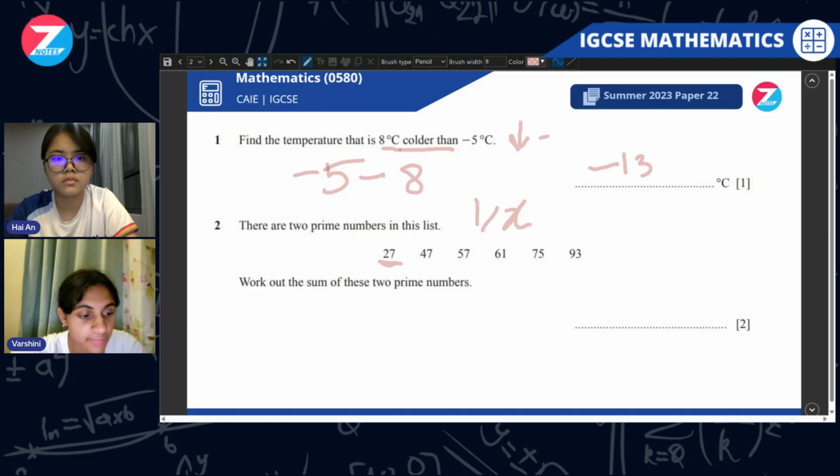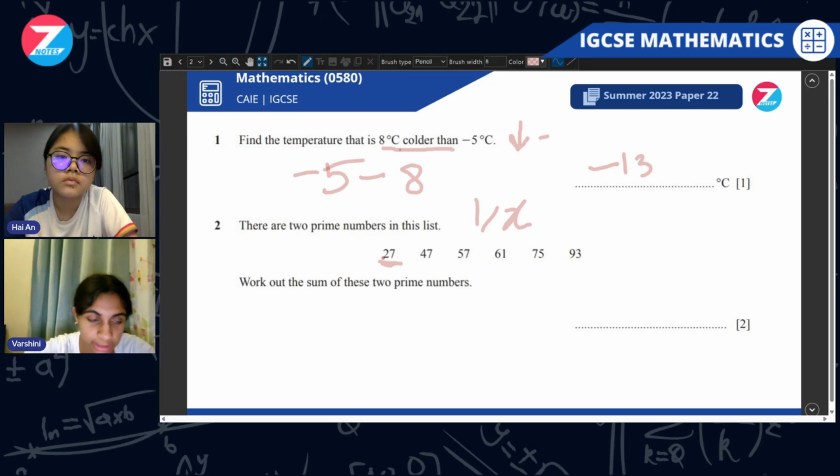If we take 47, if you try to divide it by all the numbers, let's take 47 by 3. If you put that in your calculator, you should get a decimal. If you take 47 by 9, you'll also get a decimal. And if you keep doing this method, you'll know that 47 is a prime number. Let's circle this. Now let's go to 57.